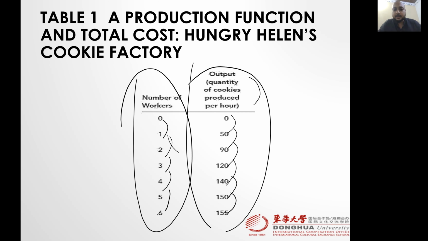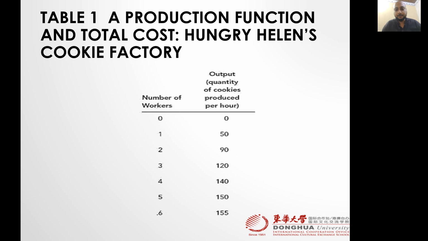For simplicity, there are other factors as well, right? But we just assume that there is only one factor which can increase the production if she has more workers. Here we go. So did you notice something strange here in this table?